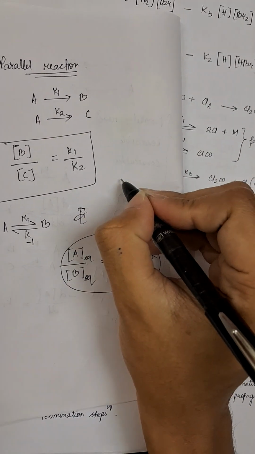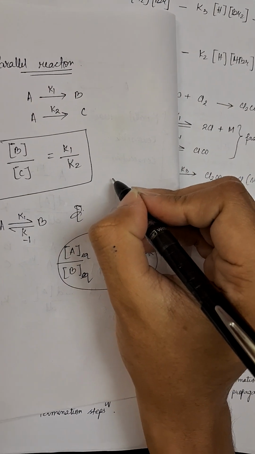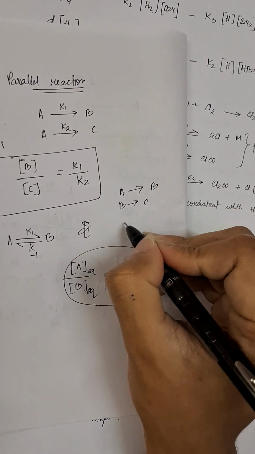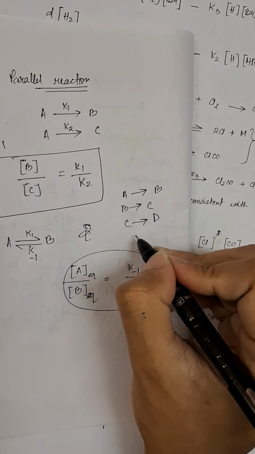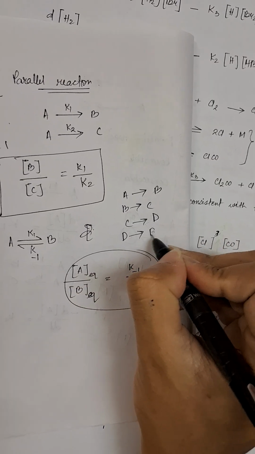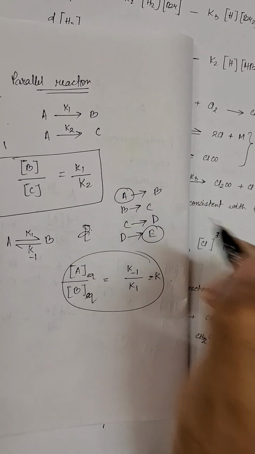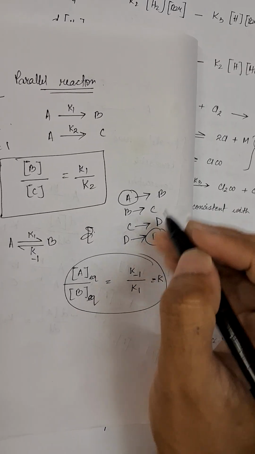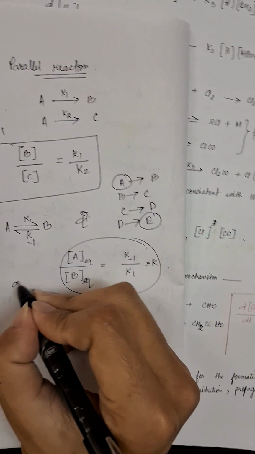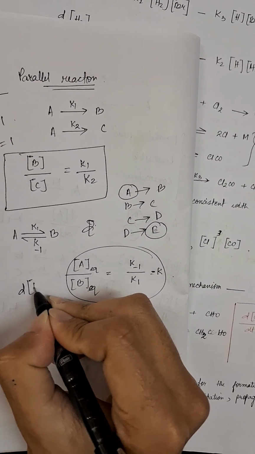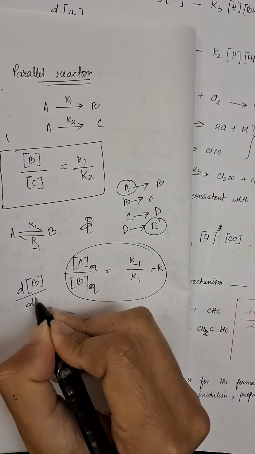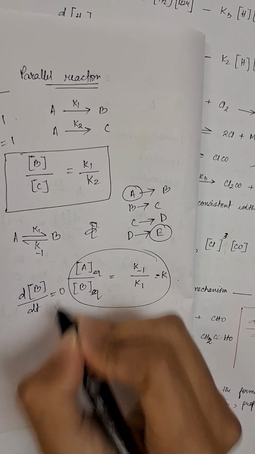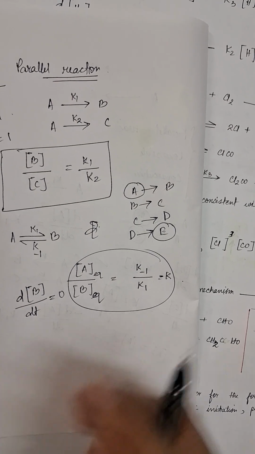If there is a chain reaction, like say A to B, then this B forms C, C forms D, and then D forms E. So this is the product and this is the reactant. Then the intermediates will be B, C, D, no? So we can apply steady state approximation like this. Say let's apply for B. The time derivative of this intermediate, we equate it to 0. This is called steady state approximation.